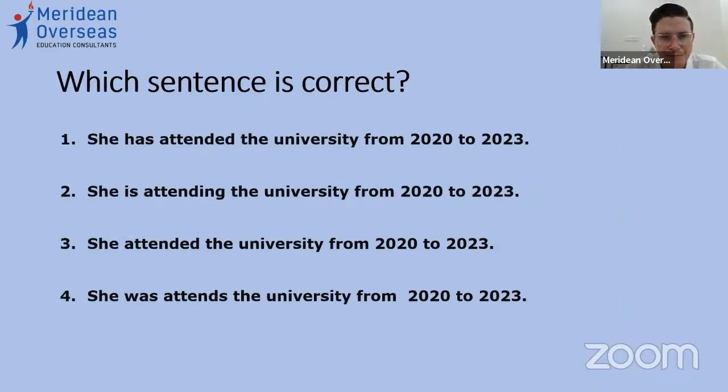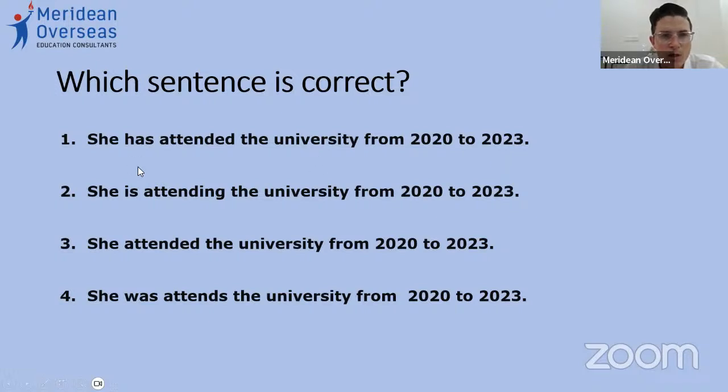Okay, let's move on. Another task. I want you to figure out which sentence is correct. Now, only one of these sentences makes logical and grammatical sense. Just note that these years I put in each of them are in the past. That will help you figure out which one makes logical sense.